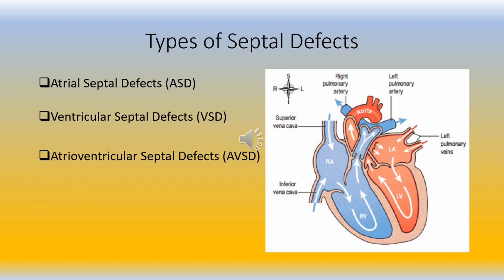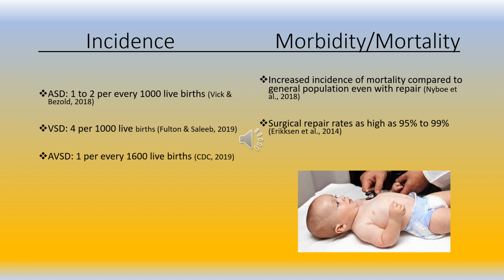So there are three types of septal defects: atrial septal defects, ventricular septal defects, and atrioventricular septal defects. On the left, you can see the incidence: ASD 1 to 2 per every 1,000, VSD 4 per every 1,000, AVSD 1 per every 1,600. And then on the right, morbidity and mortality.